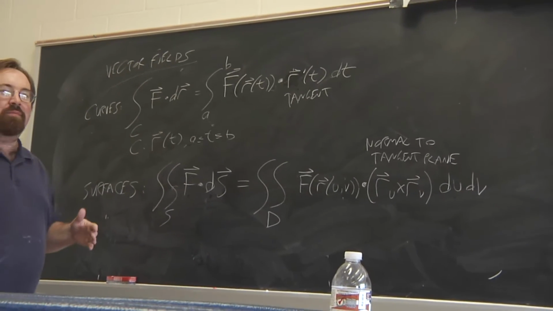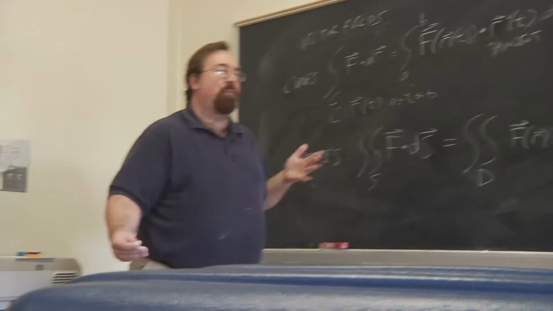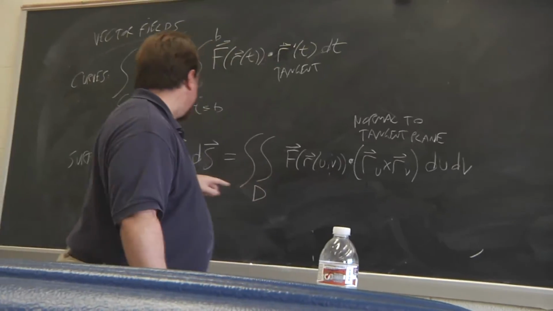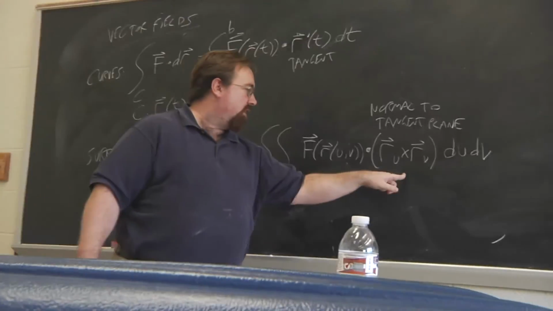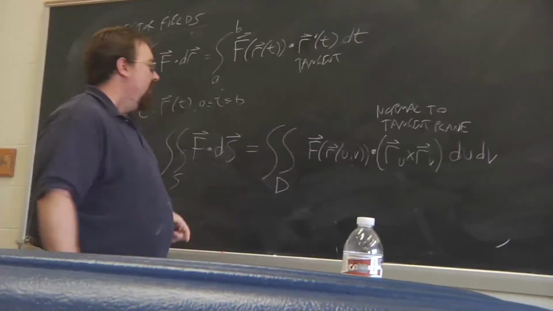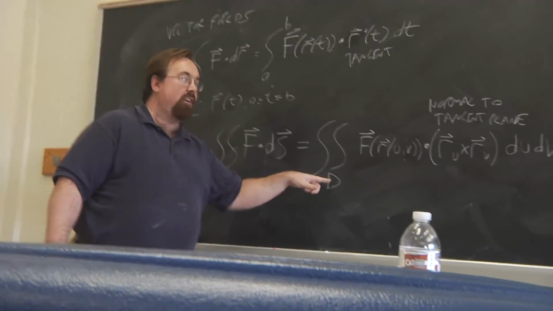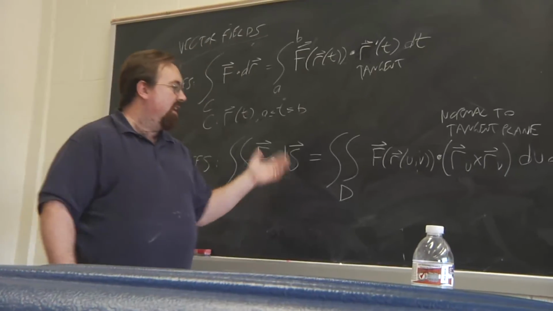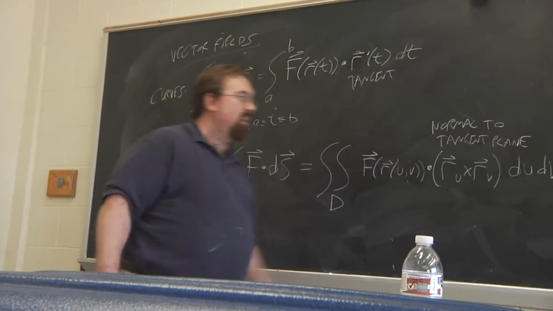So, once again, plug and chug up to a point. You've got to compute R_u and R_v from your parameterization. You've got to compute your cross product, compute this dot product. For limits, that depends on where the parameters u and v are defined. So setting up the integral, you can follow those same steps every time.